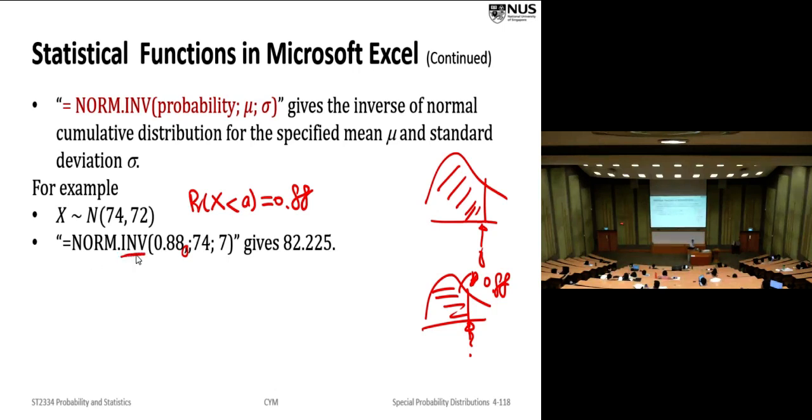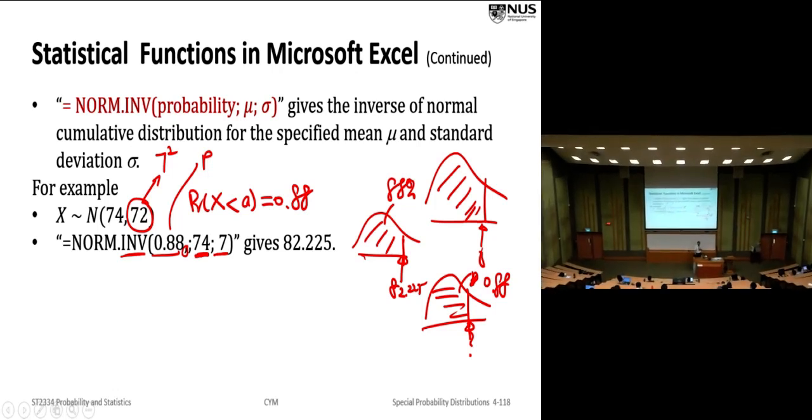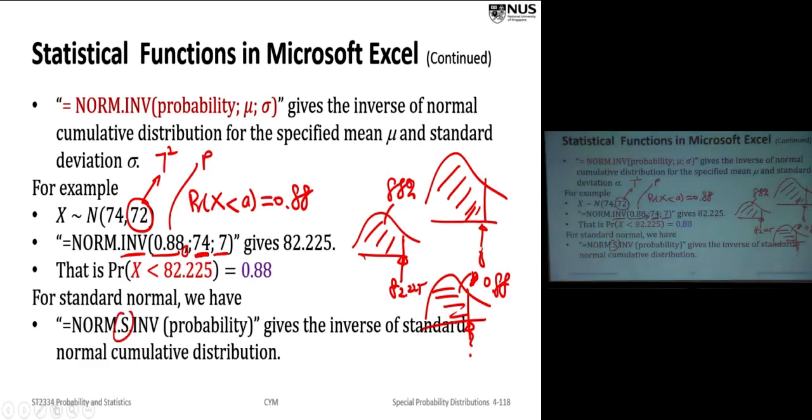Okay, so I use this function called norm dot inverse, with this as the cumulative probability and the mean and the standard deviation. Again, there's a typo here. I overlooked. It should be 7 square, not 72, 7 square. All right, so the value is 82.225, which means that if x follows normal with mean 74 and standard deviation 7, then this number, 82.225, will have a probability 88%. For standard normal, you just put an S in between the norm and inverse.